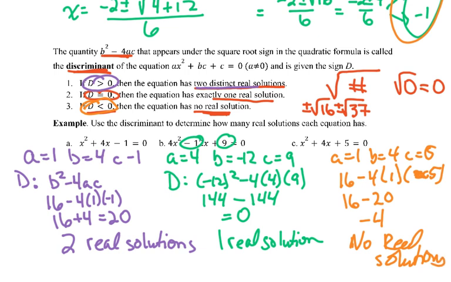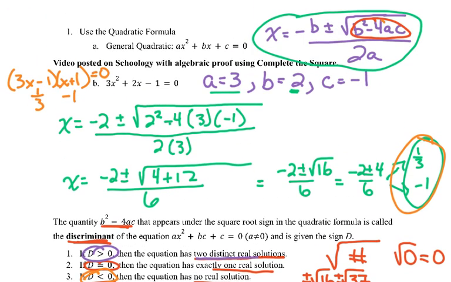So remember that the discriminant is really important in telling us what types of answers we're going to get. And again, the discriminant is the part that is underneath the square root. It does not include the square root.